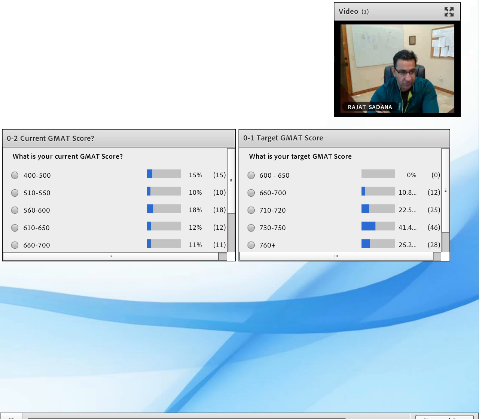And with regards to current GMAT score, for those of you who know your current GMAT score, the biggest group is in the 560 to 600 bracket, but overall a fairly even distribution. And with regards to the target GMAT score, about 66% of you are aiming for a score of 730 or higher, which in my opinion, if you're aiming for top business schools, is a score that you should aim for, especially for top B schools in the US.